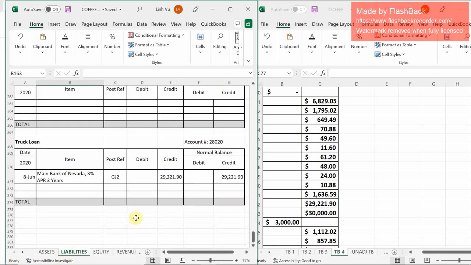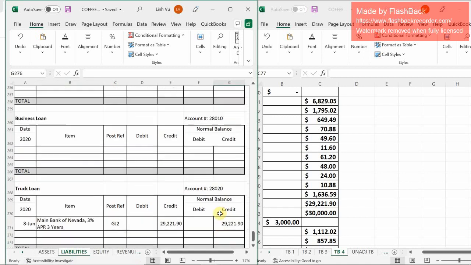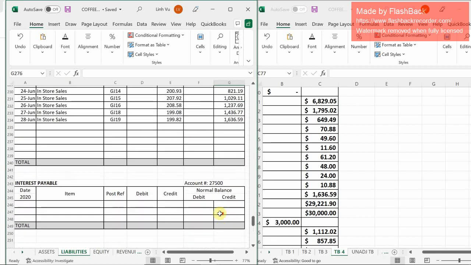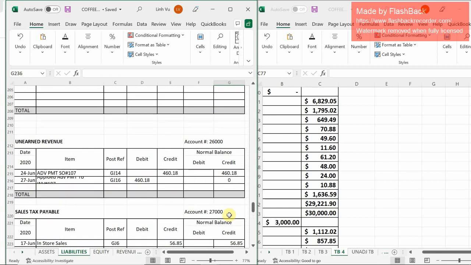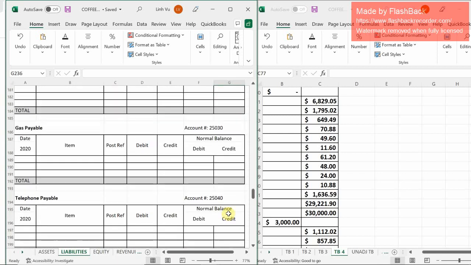You still have the 29190, so that hasn't changed. Did I record sales tax? Let's see. 28, 27, 26, 25, 24, 23, 22, 21, 20, 19, 18, 17. So yes, we recorded every single day's worth of sales tax. So that should be a total of 1636.59. So that's correct. We had a total of 0 unearned revenue.